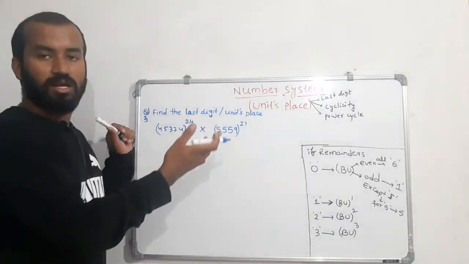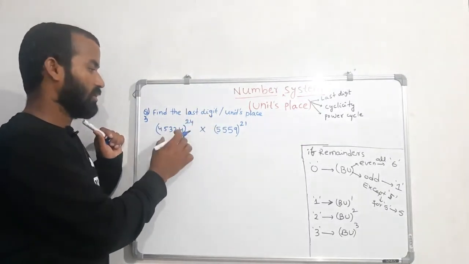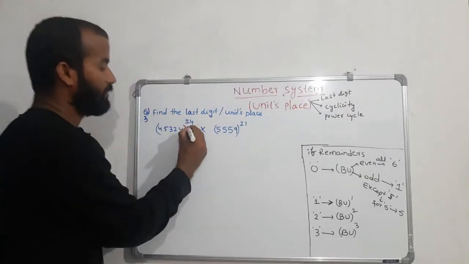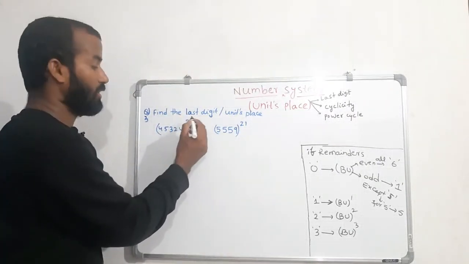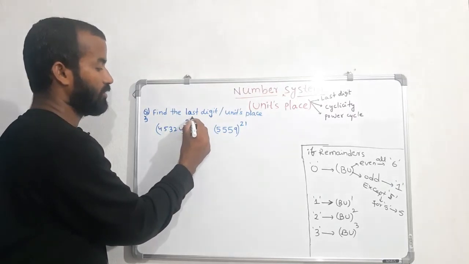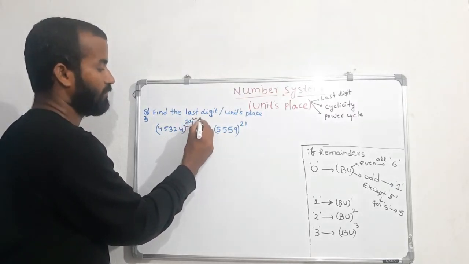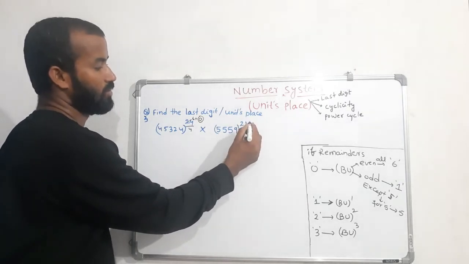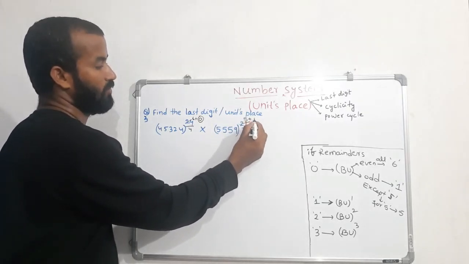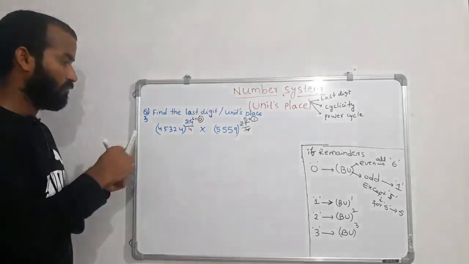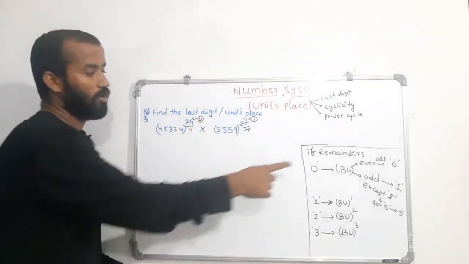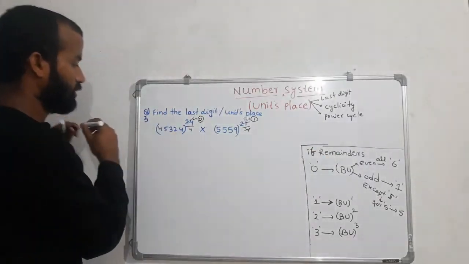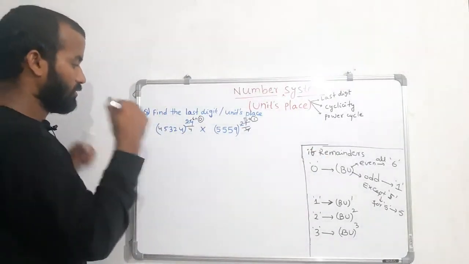Find the last digit or units place in the expansion. What we have to do? We have to take the power and divide with 4, and check the remainder. If you divide with 4, 4 sixes are 24, remainder will be 0 here. If you divide with 4, 4 ones are 4, 4 fives are 20, remainder will be 1. Now if remainder is 0, what we have to do? We have to check whether the base unit is even or odd. Base unit is 4 here.